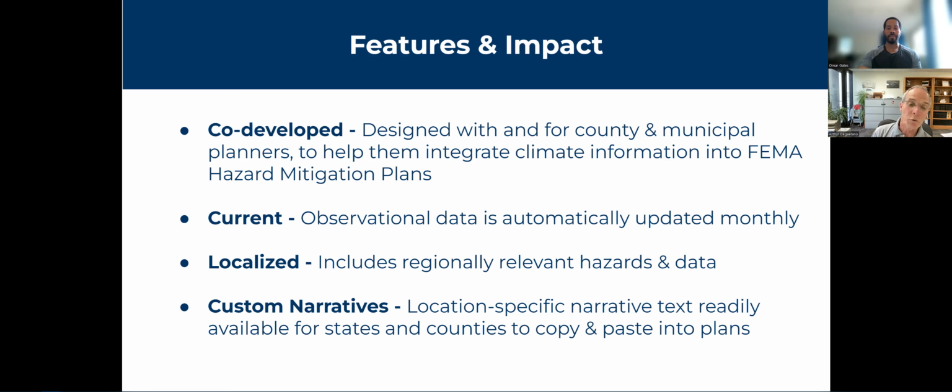Third, the tool includes regionally relevant metrics, such as Great Lakes hazards and metrics on coastal flooding. And finally, in addition to data visualizations, the tool provides narrative text that is customized for any region, state, or county. It details climate trends with definitions and citations, so it is easy to copy and paste this text directly into plans. Now that we've given you a brief overview of the CHaMP, let's demonstrate the tool.